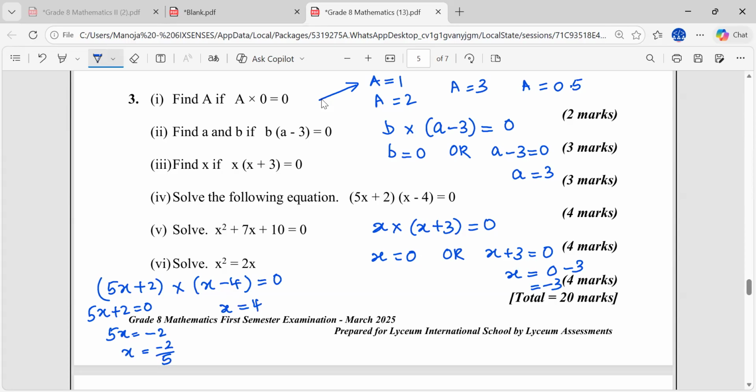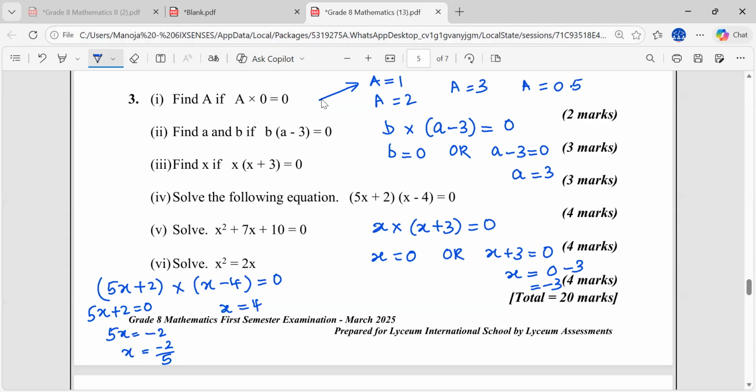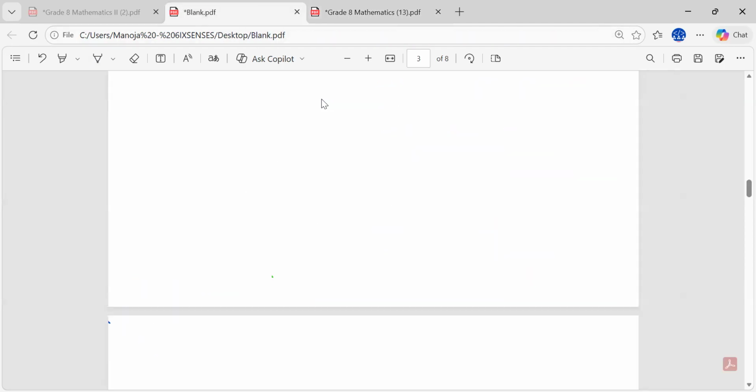The same pattern you have when two numbers are multiplied together and you get the answer 0, either the first number should be 0 or the second number should be 0, right? So this is what we were doing, the Roman numerals 1 to 4. Then the Roman numeral 5, first of all, you want to factorize the given value. What is it? x squared plus 7x plus 10.